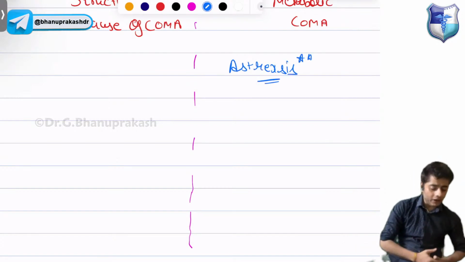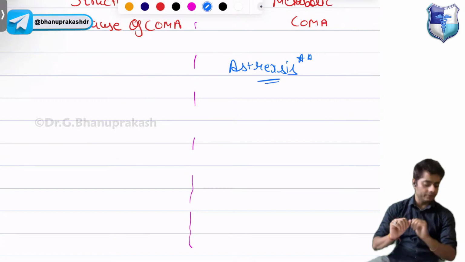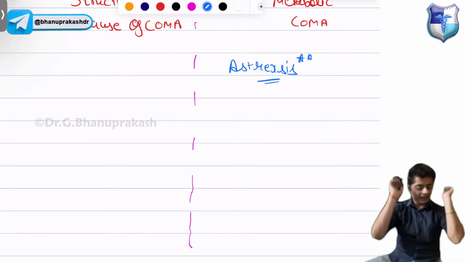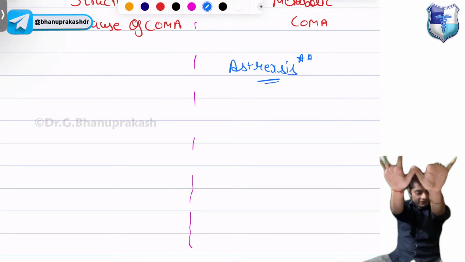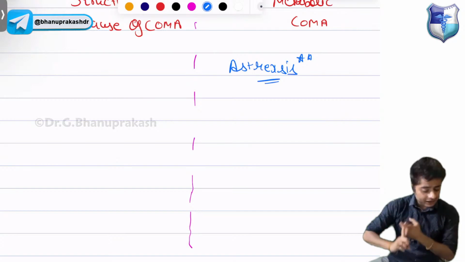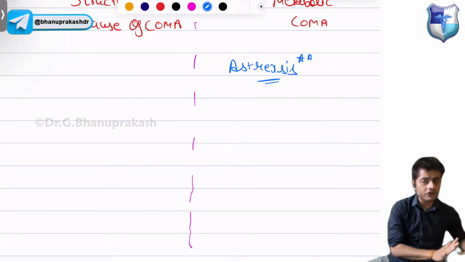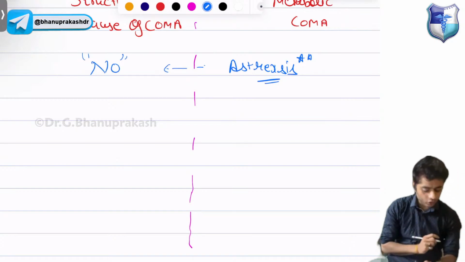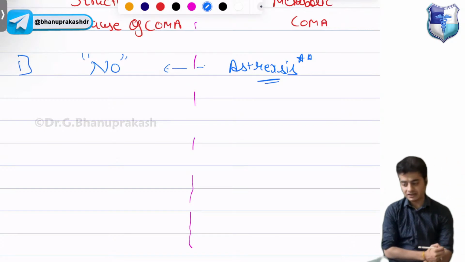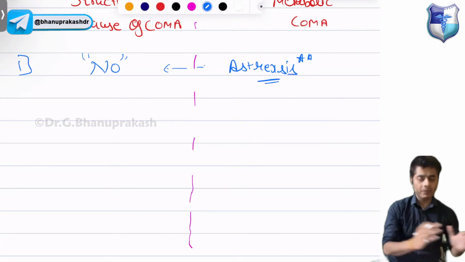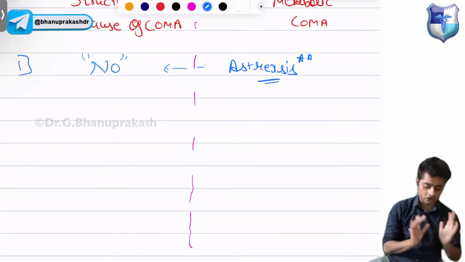So in metabolic coma, what you will find is asterixis. In a metabolic coma patient, there will be asterixis. When you tell the patient to extend his arm, there will be tremors like this. Okay, everyone. But can you find this in structural causes of coma? No, the answer is no. So we have got the first concept: asterixis is generally present in metabolic causes of coma, not in structural causes of coma.